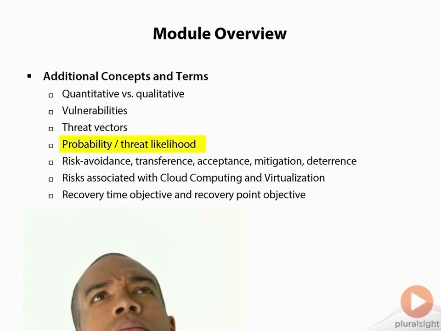We'll talk about the probability and the threat likelihood, again, tying back into our threat analysis. We'll talk about risk avoidance, transference, acceptance, mitigation, and deterrence. Again, all things that I mentioned before about what is our tolerance for risk? What is our ability to either accept it and move forward, or maybe we decide not to do something. All right, we'll talk about what those mean. And then finally, the risks associated with cloud computing and virtualization. And then our recovery time objective and our recovery point objective, RTO and RPO.